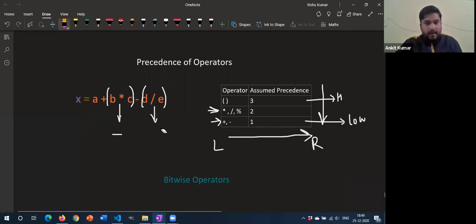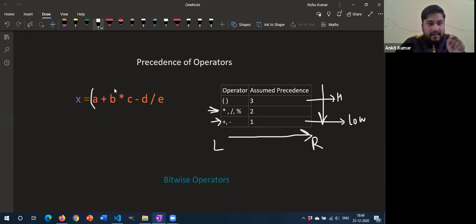But what if I want to calculate a plus b first and then do the multiplication? For that, we will increase its preference by including these brackets. Similarly, if I want to first subtract and then divide, I will use these brackets. The bracket has the highest preference, so first these two will be solved. After that, we'll divide and multiply. So this was all about precedence of operators.